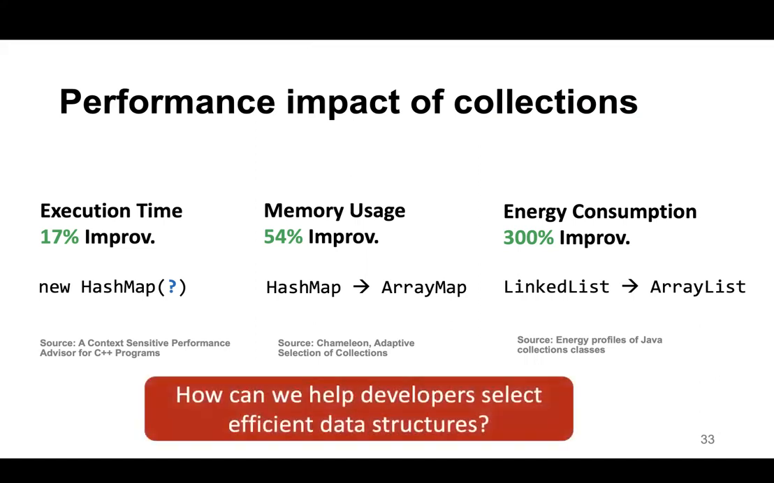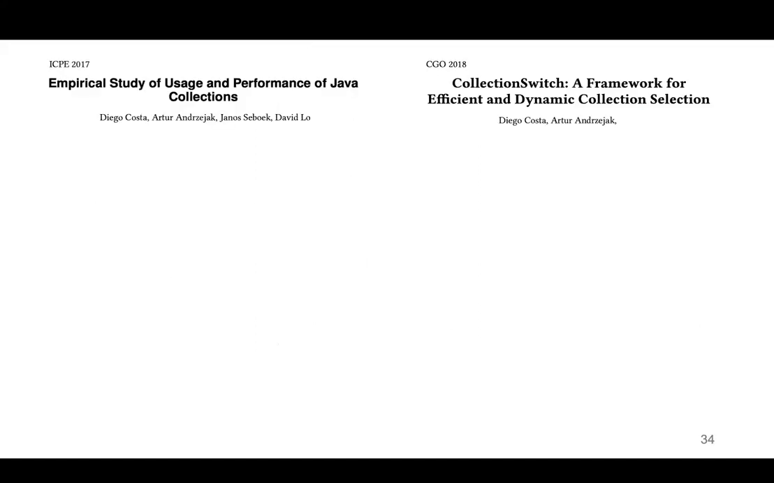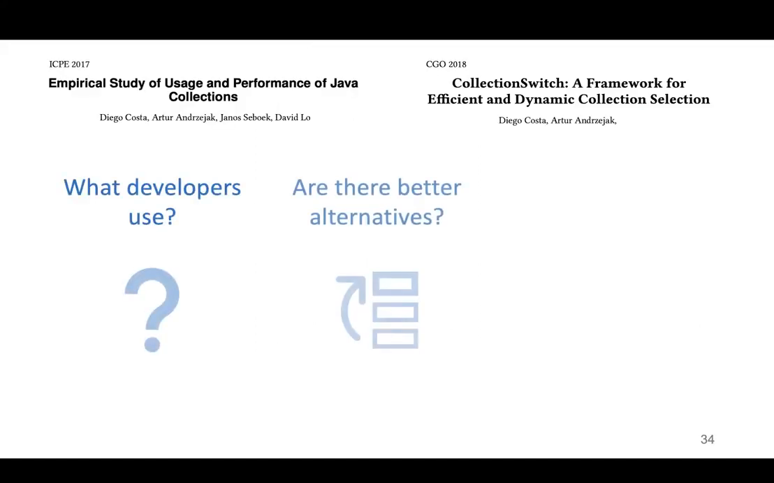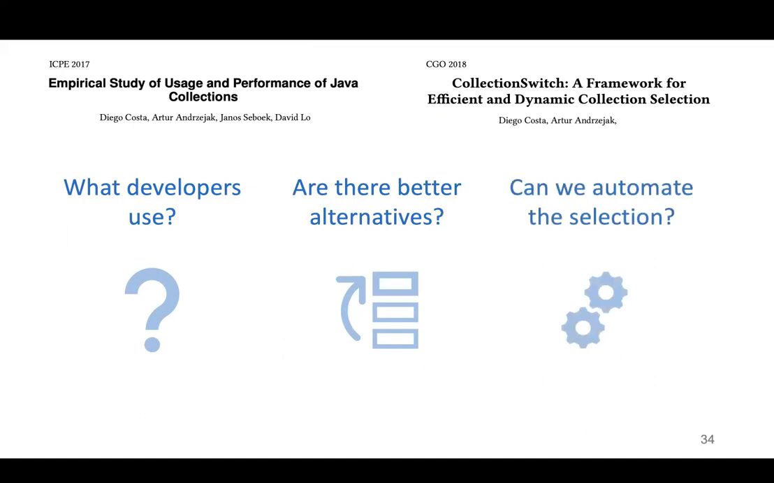Okay, so it is a big problem, but how can we help developers at selecting the data structures for their programs? This is a kind of array of a couple of works where we studied what developers use, whether there are better alternatives out there, and how we can automate the selection to take the burden away from developers.